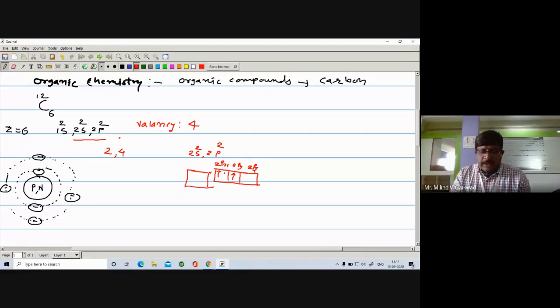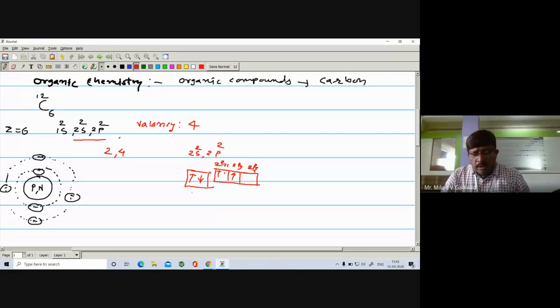Okay, so here we have to see the outermost orbit, and in the outermost orbit there are 4 electrons. In the 2s orbital, you will find there are only 2 electrons. Okay. And in the 2p orbitals, again, there are 2 electrons.